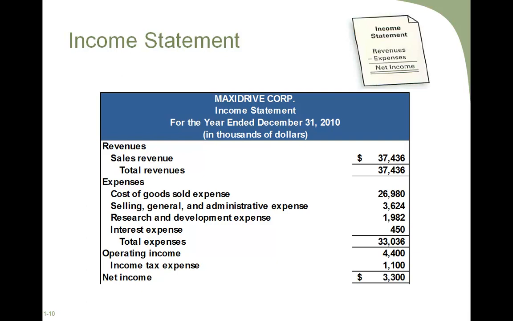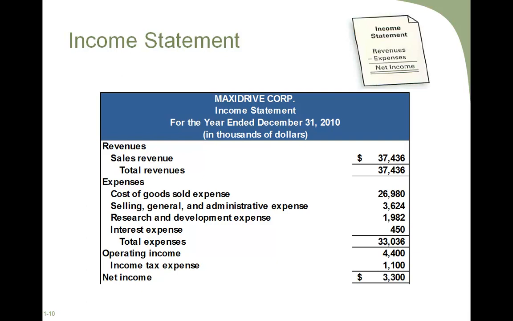And we see that this company had sales revenue, total revenue of $37,436,000. Remember, you got to add 3 zeros to the end of the numbers that you see here because the amounts are expressed in thousands of dollars. Next comes the expenses, and you have the cost of goods sold expense first. That's the cost of those sales revenues. In other words, if that's merchandise, I assume that they're selling, that's the cost of that merchandise, or cost of that product that was sold.